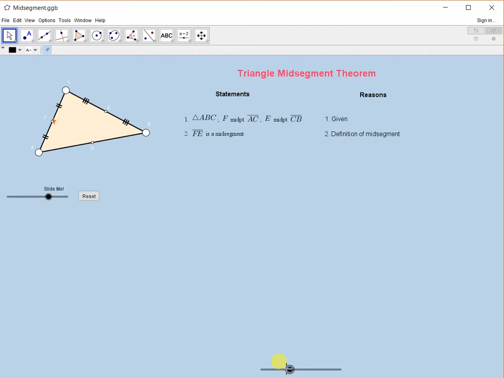Step 2 shows that FE is the midsegment because of the definition of a midsegment. Then that shows that AF is congruent to FC and that CE is congruent to EB because of the definition of a midpoint. Because F and E are midpoints, they're cutting the segments into two equal parts. Step 4, since the segments are congruent, then the segment measurements are also equal to each other. So this is by the definition of a congruent segment.